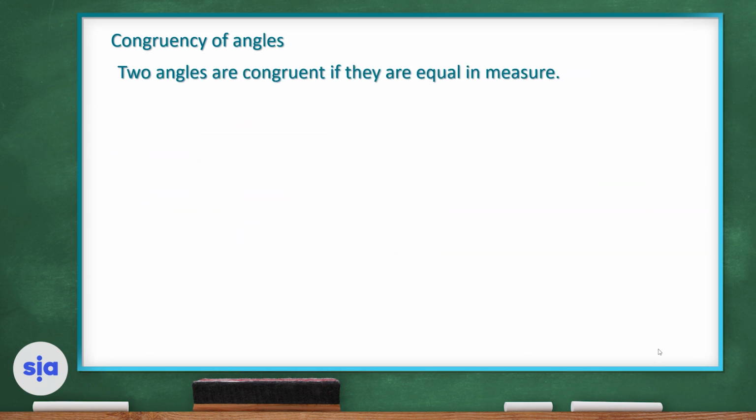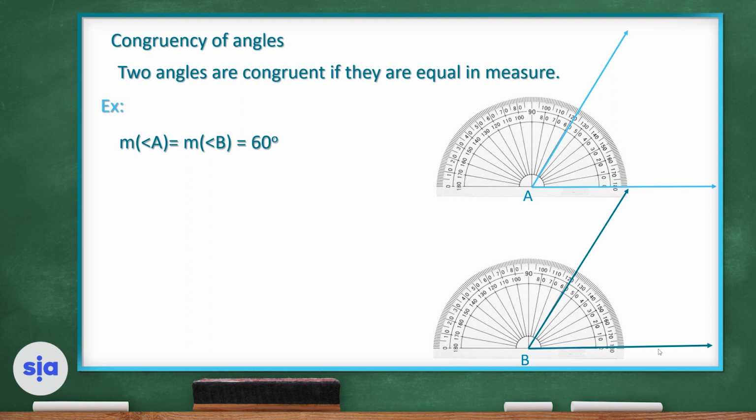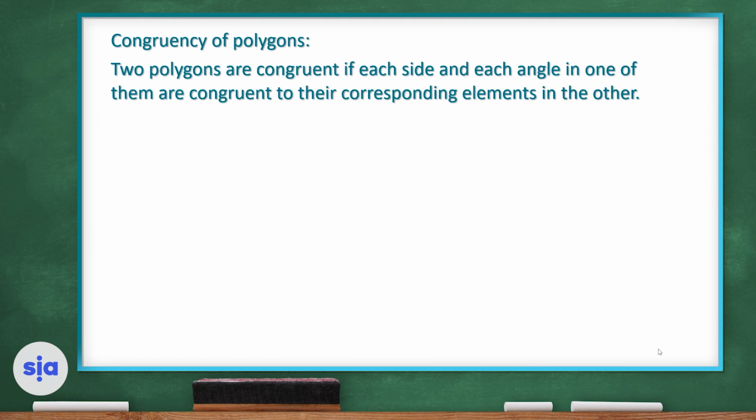Now, let's move to congruency of angles. Two angles are congruent if they're equal in measure. For example, for this angle and this angle, angle A's measure is equal to the measure of angle B, which is 60 degrees. Then angle A is congruent to angle B. The third congruency will be the congruency of polygons.